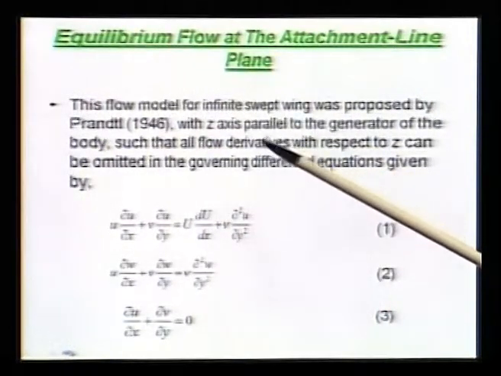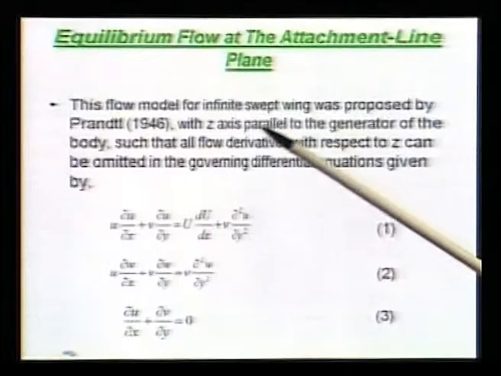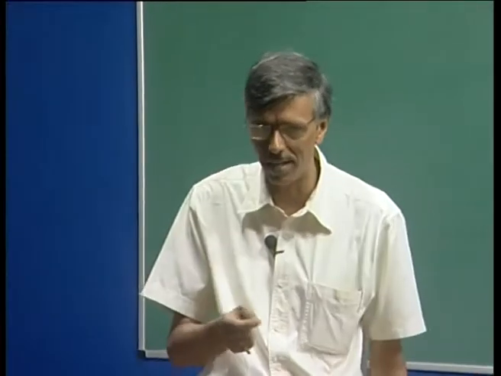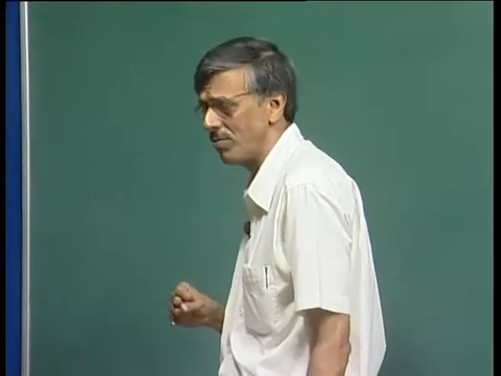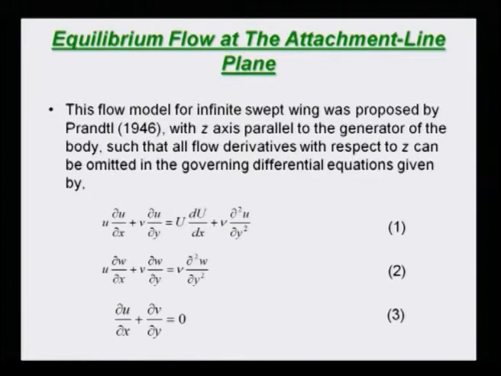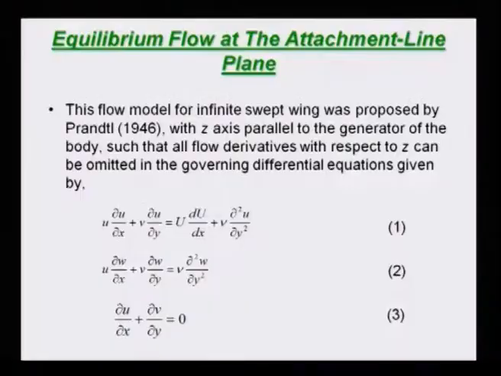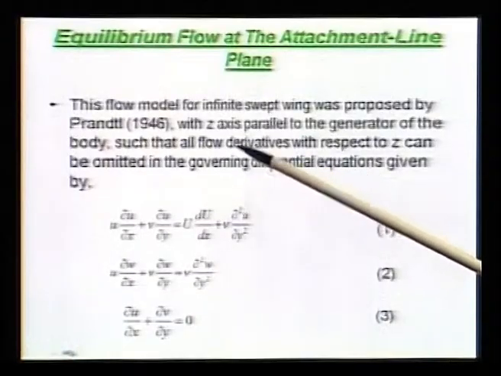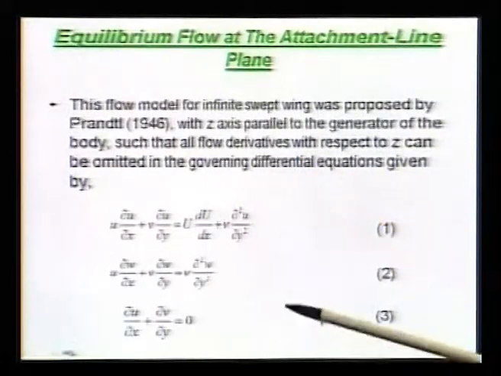So, you will have a z component of the velocity, but the derivative with respect to z will all go to 0. So, that is your infinite swept wing assumption. So, Prandtl said let us consider the flow idealized like this and then see what happens to our equilibrium flow itself. So, if you look at it this way, the z axis is parallel to the generator of the body, like a body of revolution kind of a thing, such that all flow derivatives with respect to z can be omitted in the governing differential equation.